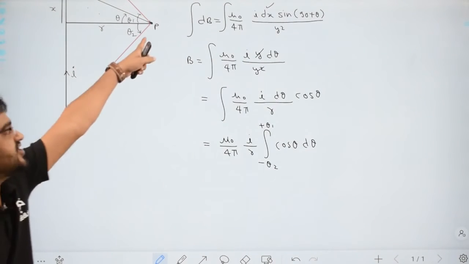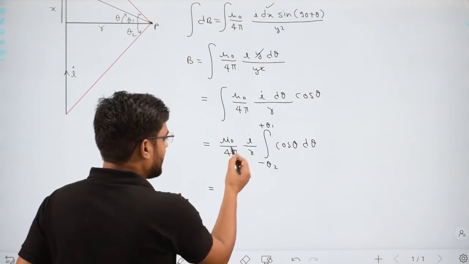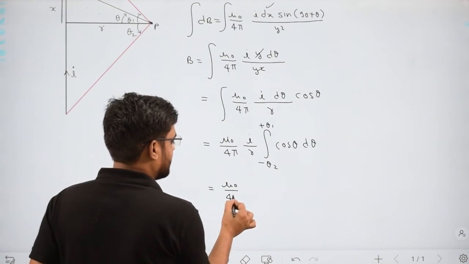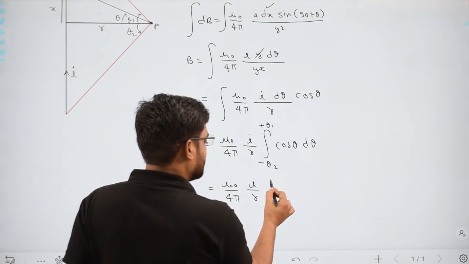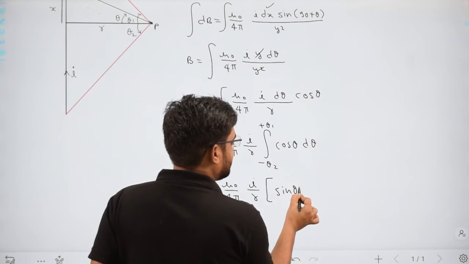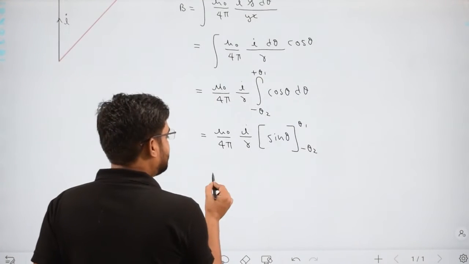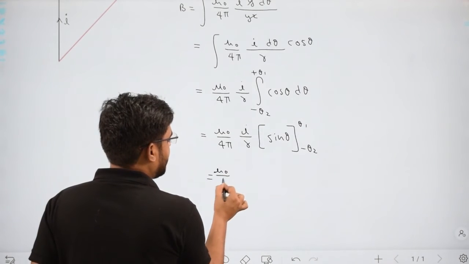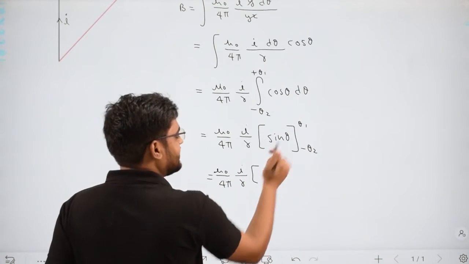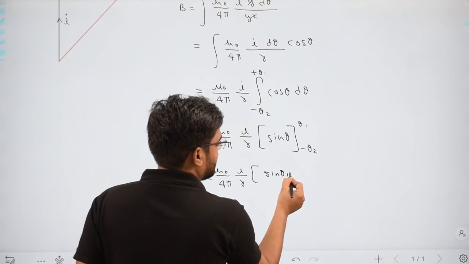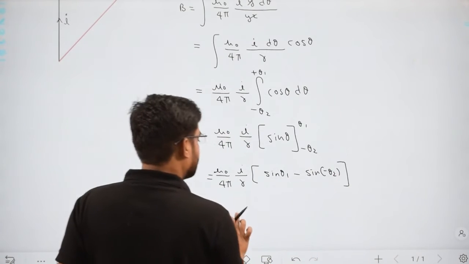What about the direction? Direction at point P is into the plane of the paper, which we will learn another rule for. So again, I am writing mu naught upon 4 pi I by r. What about the integration of cos theta? It is sin theta. So sin theta, limit is minus theta 2 to positive theta 1. And now put the limit: mu naught upon 4 pi I by r, and in bracket we get sin theta 1 minus sine of minus theta 2. Now what is sine of minus theta? It is minus sine theta.